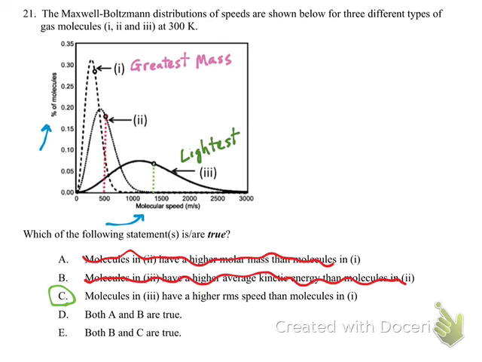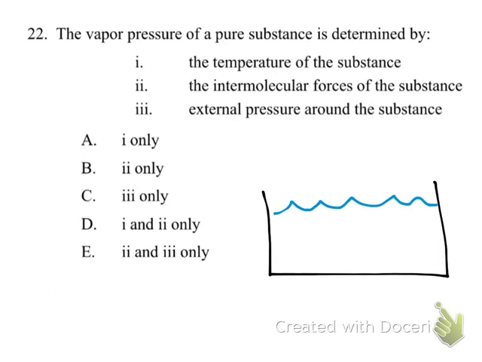So the middle gas has an RMS speed of around 500, and the heaviest gas has an RMS speed of maybe somewhere in the neighborhood of like 400, 350 or so. Whatever, doesn't matter. This question is about what impacts vapor pressure.